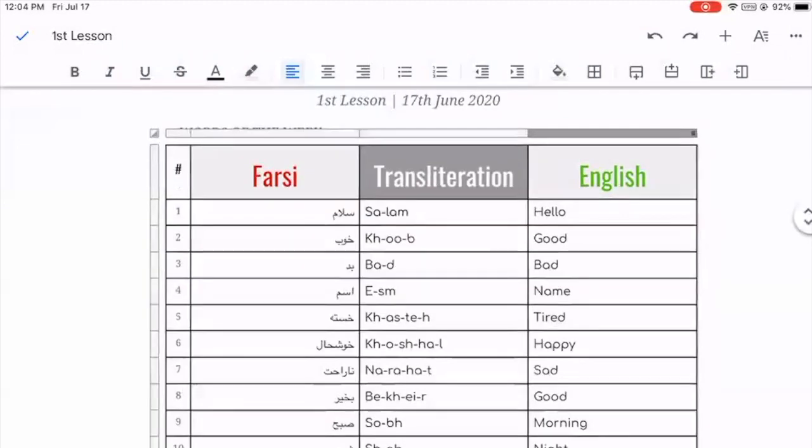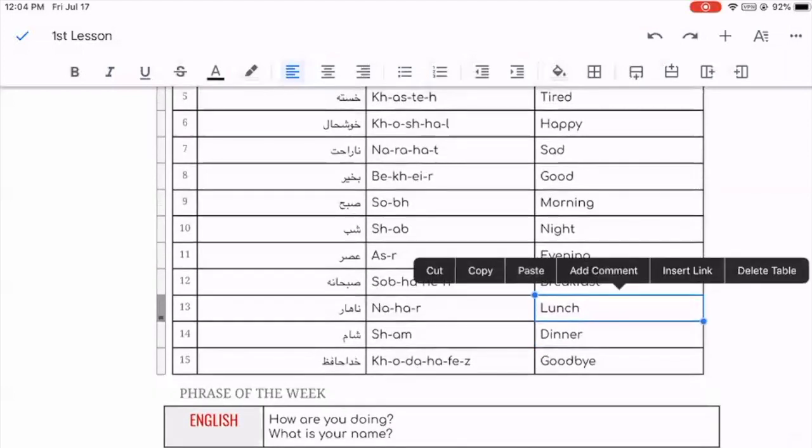Starting with our first word, it will be Salaam, which is the general way to say hello in Farsi. I'll repeat it for you guys. Salaam, transliteration Salam, which is hello. We'll be learning 15 words and 2 phrases a week, inshallah, and the phrases and words will have relation to each other.